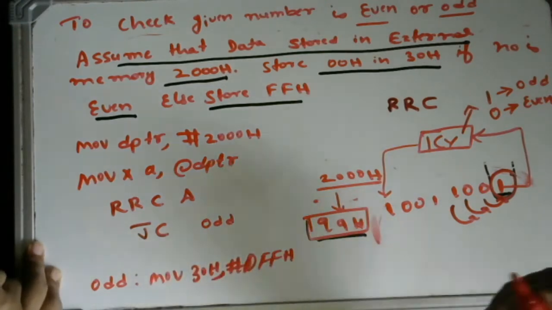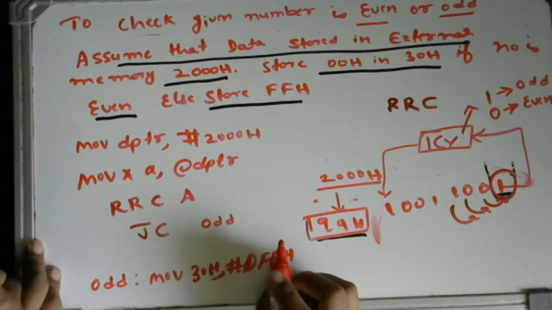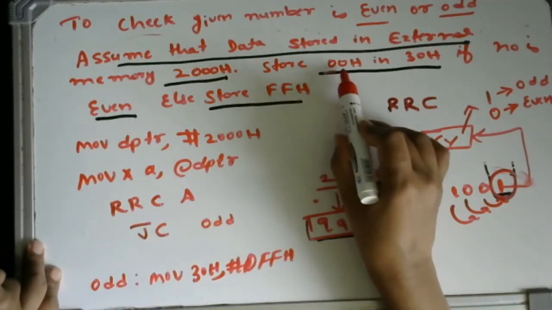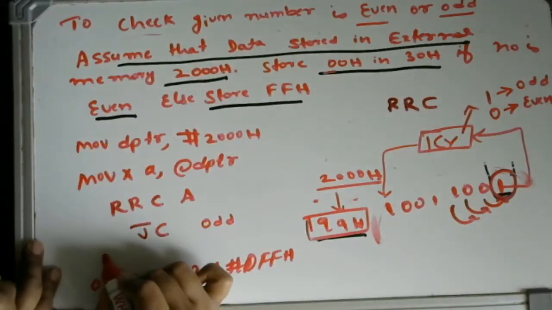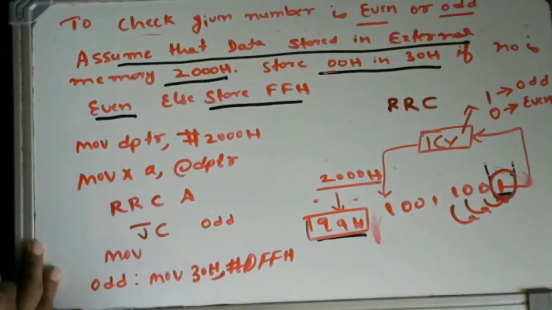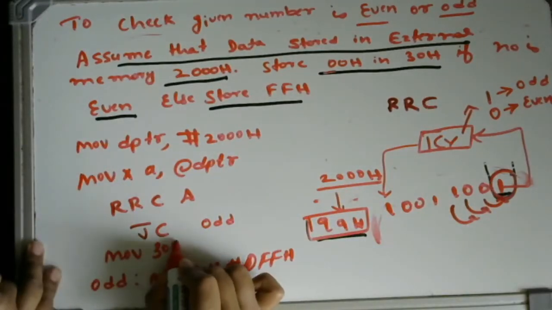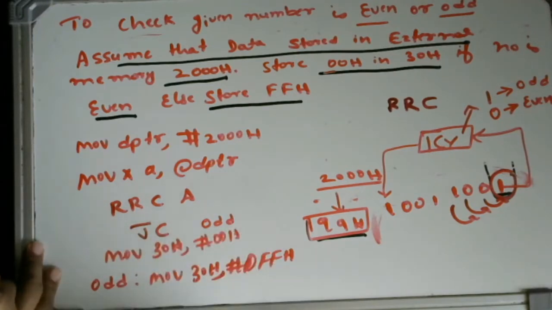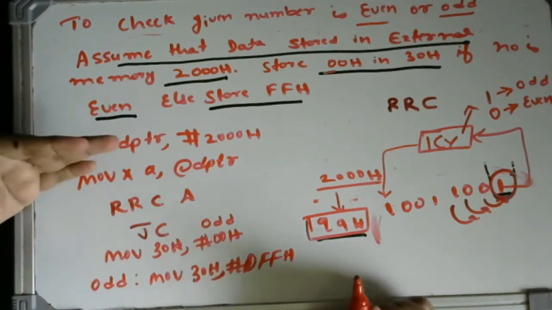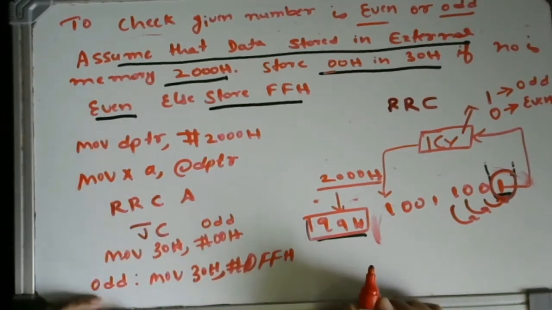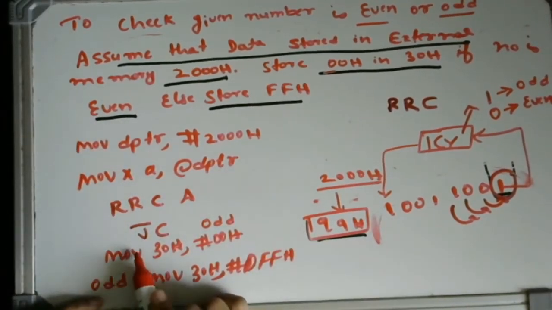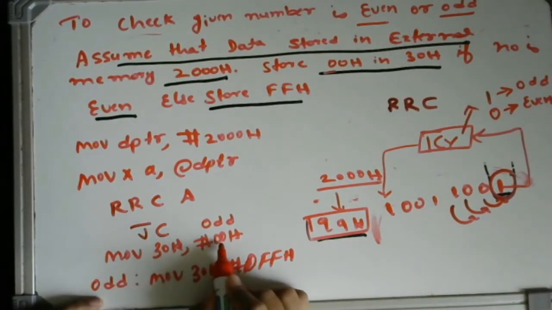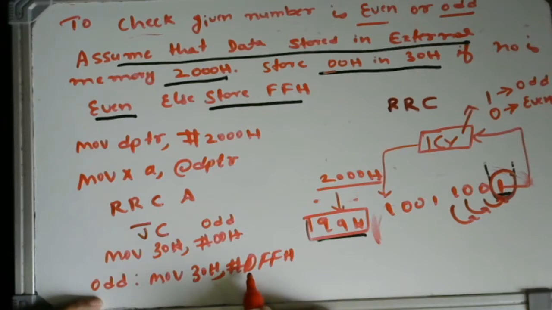If the carry is not generated, then the number is even, and we need to store 00H in 30H. That is MOV 30H, #00H. Either the number is even or odd, so only one of these instructions should be executed. So when this instruction is executed, we need to skip the other instruction.